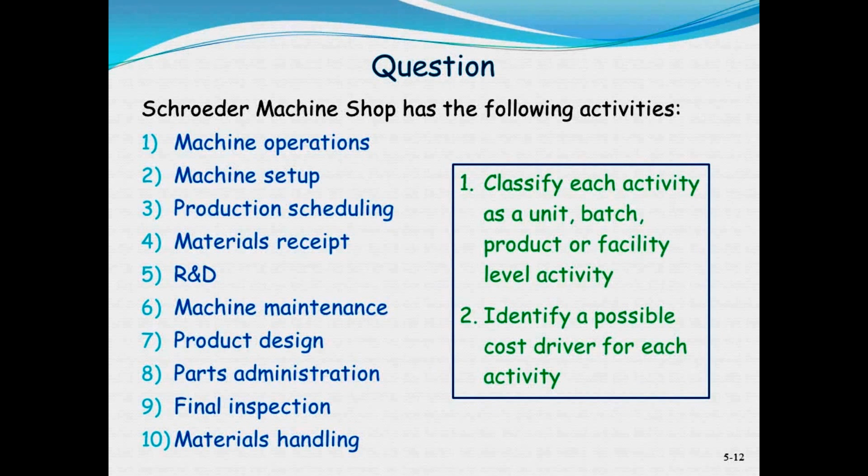Okay, does anyone see in the bottom five? Oh, the cost driver? Number of new products maybe for R&D? Just to finish off, is there anything here that might be a facility level? We haven't had any of those. Okay. Machine maintenance, I think that's right. That's probably product level or batch, probably batch level. Let me see.